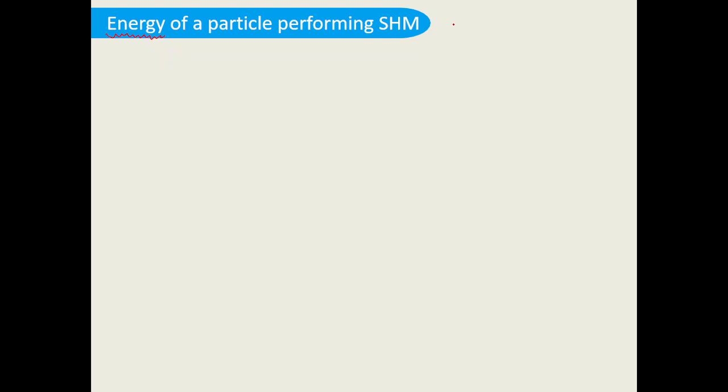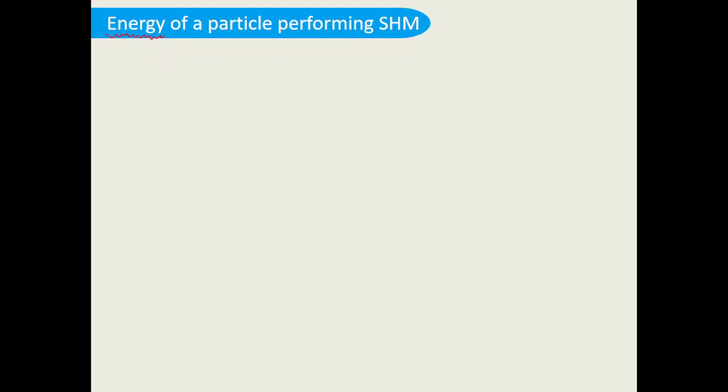Since the particle is in motion, the energy associated with the particle in motion is kinetic energy. Also, the particle performing SHM will have a potential energy. And if both these energies are added together, we will get total energy. So we are going to study three types of energies for the particle performing simple harmonic motion. The first one is kinetic energy, the second is potential energy, and the third one is total energy.